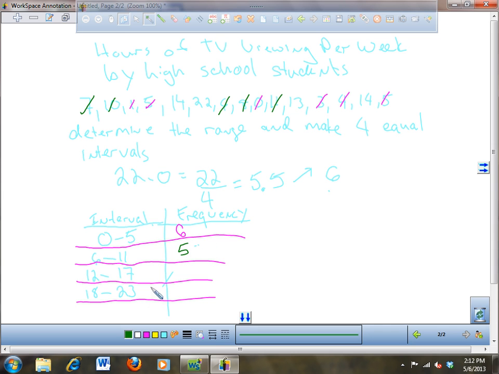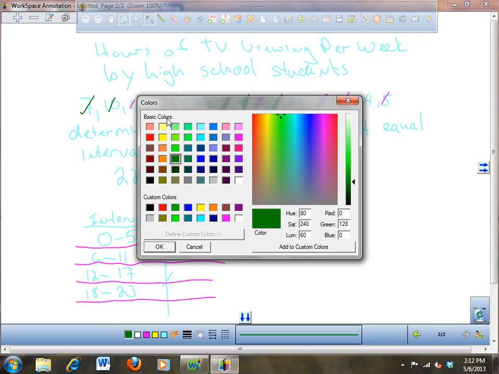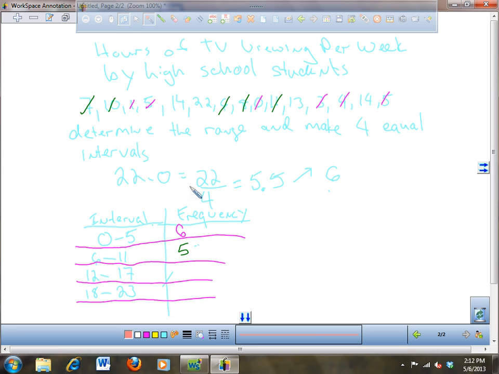Okay. How many between 12 and 17? 3. Is there 3? Yep. Different color. There's 4. Let's use this color. Red. I don't know what color that is. Between 12 and 17, that one. 1, 2, 3. And how many between 18 and 23?